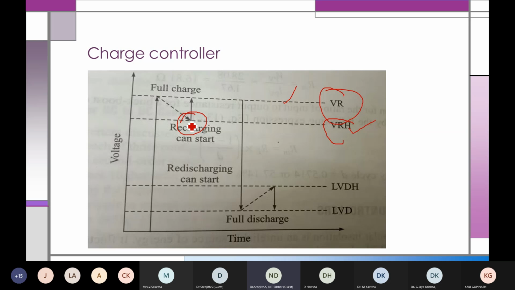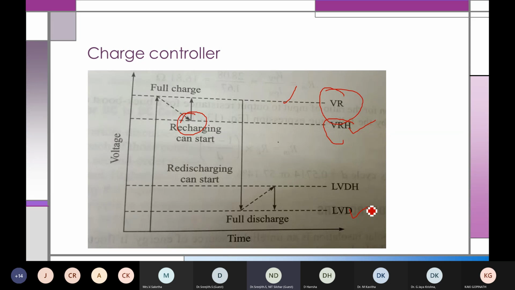And the next one is LVD, low voltage detection. That means the battery should not be drained below a certain level, right? This should not go to 0% and all. So this is a value which is already set. Once this value is reached, automatically the load will be disconnected. When the battery capacity reaches this value, automatically the load will be disconnected.